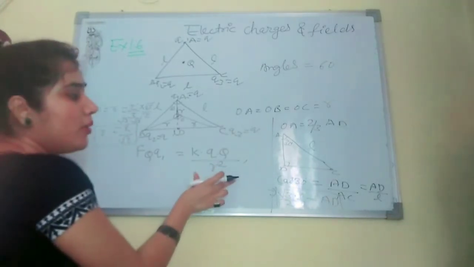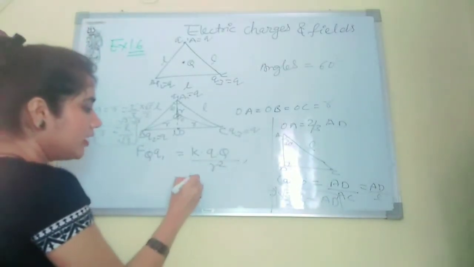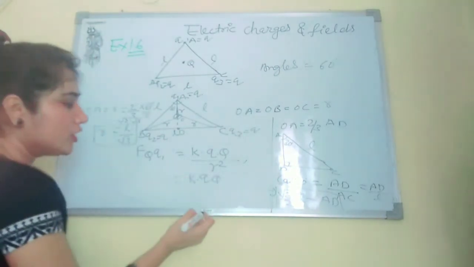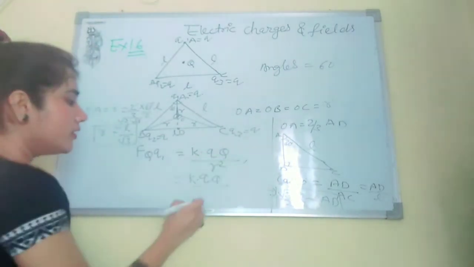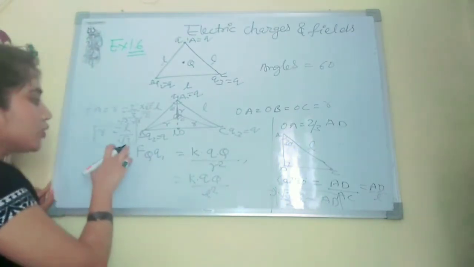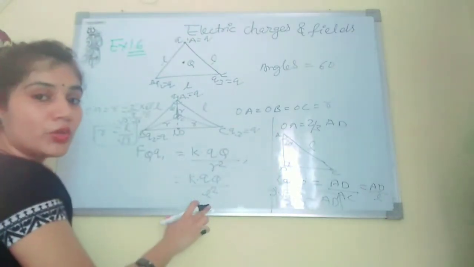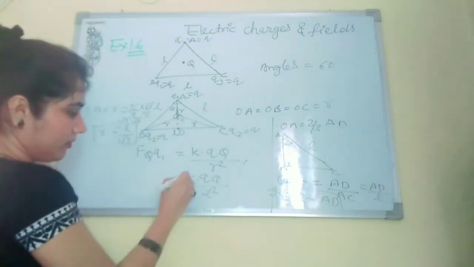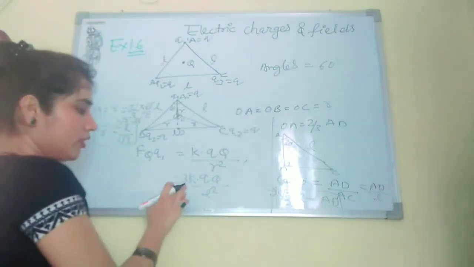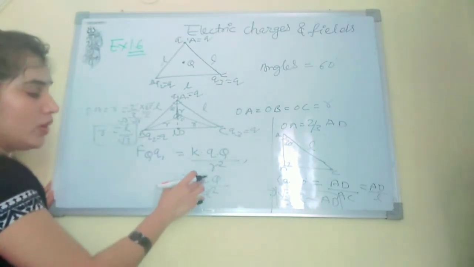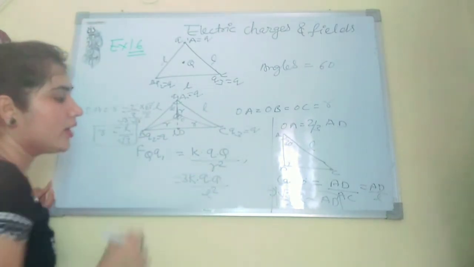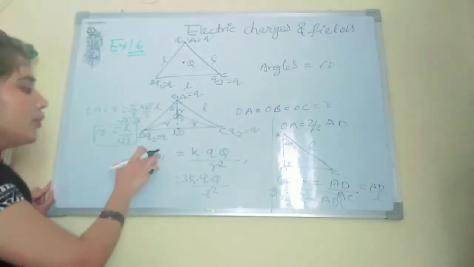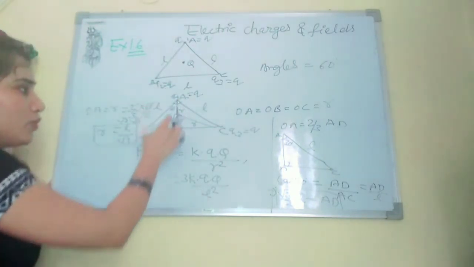So simply we are putting here the value of R, that will be K into small q into capital Q over L square, and this root 3 cross root 3 will be 3, and 3 will come in the upward direction, that will be 3kq into small q into capital Q by L square. This is the force on FQ1. This is the force.